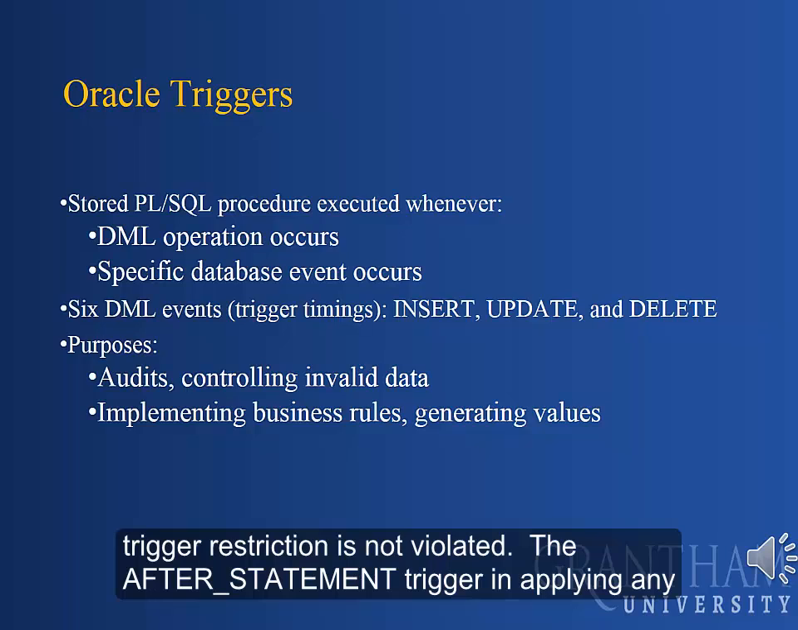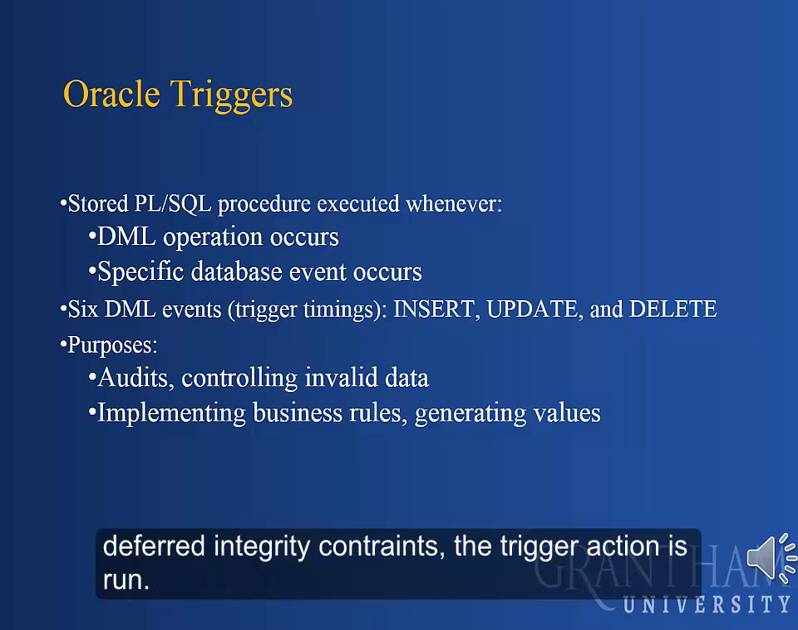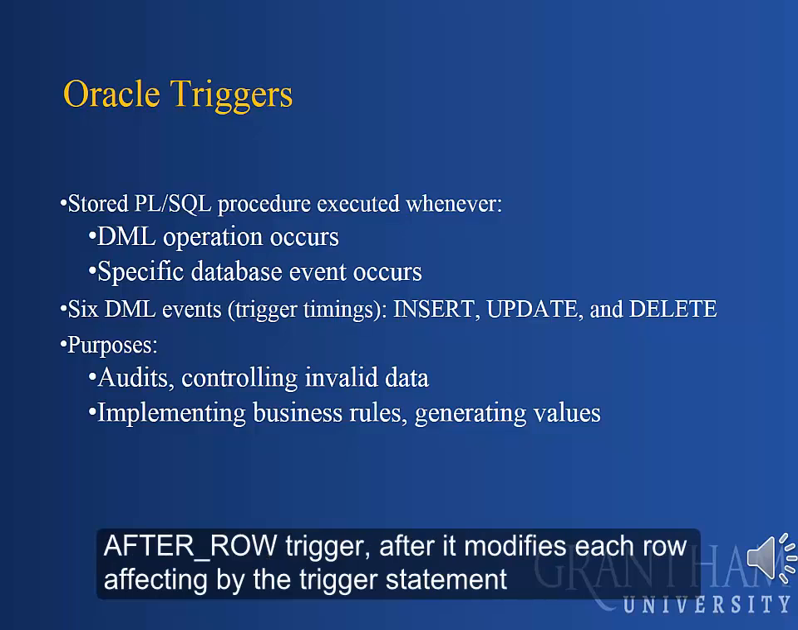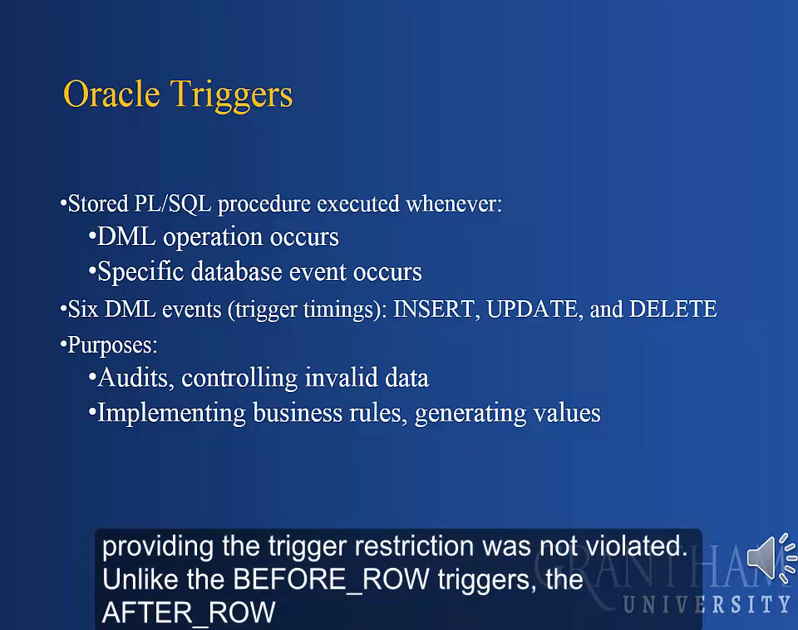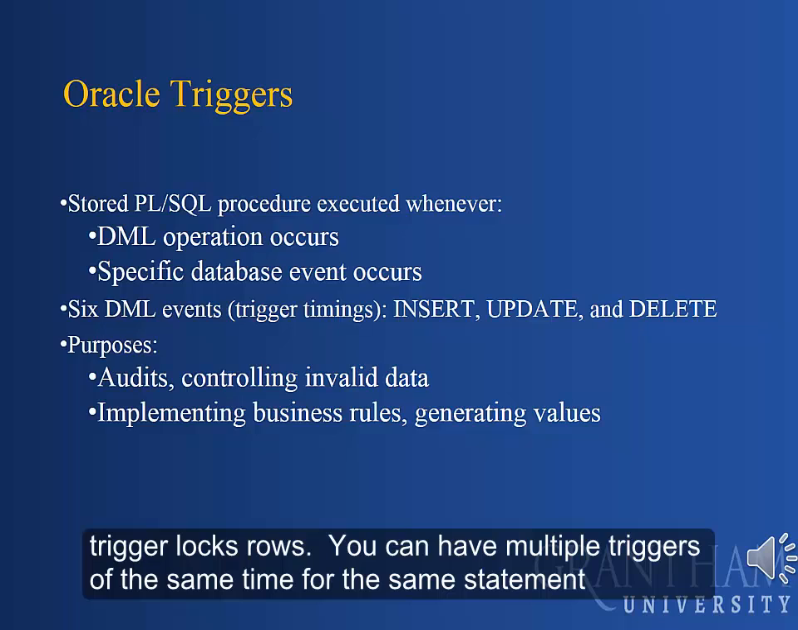The after statement trigger, after executing the triggering statement and applying any deferred integrity constraints, the trigger action is run. After row trigger, then after it modifies each row affected by the triggering statement and possibly applies appropriate integrity constraints, the trigger action is run for the current row, providing the trigger restriction was not violated. Unlike the before row triggers, the after row trigger locks rows.